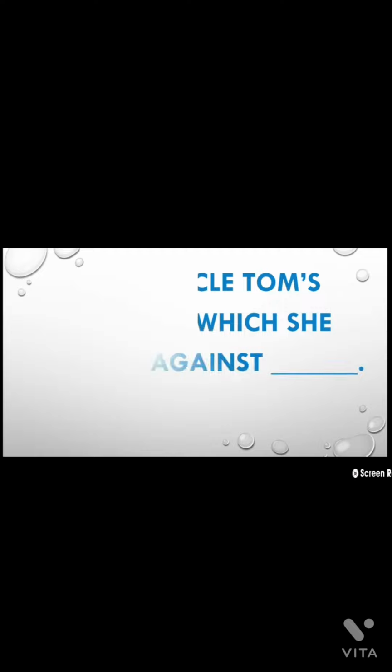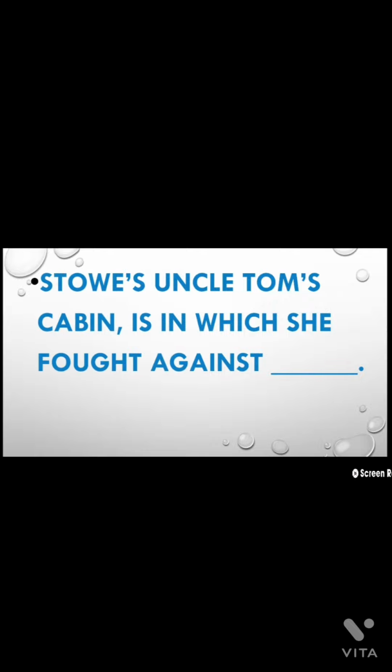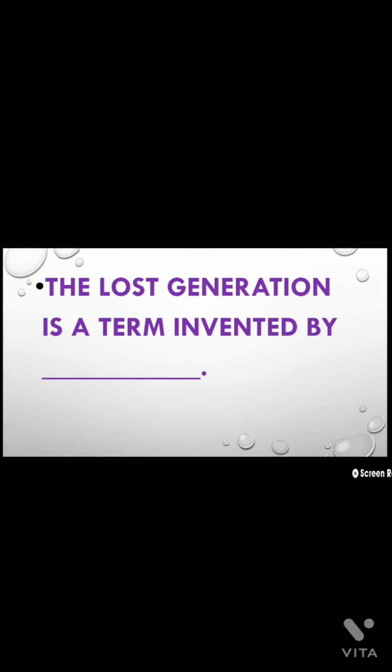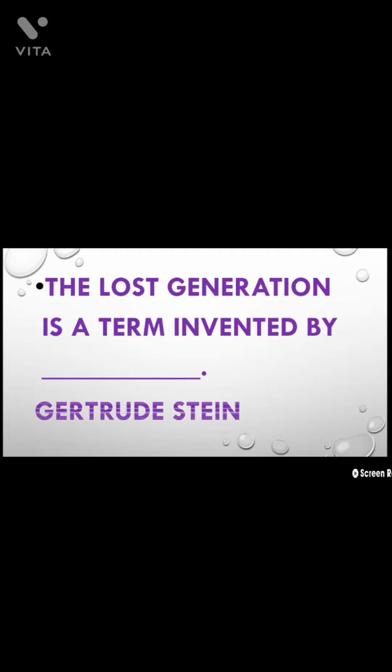Next is Stowe's Uncle Tom's Cabin is in which she fought against. इसमें जो लेडी है वो किससे फाइट करती है? Slavery. The lost generation is a term invented by. अब ये क्वेश्चन मैंने पहले डिस्कस किया हुआ है आपके साथ इसी वीडियो में, तो आपको आंसर पता होना चाहिए. तो ये आपकी एक्टिवनेस के बारे में पता करेगा. तो आंसर इज गर्ट्रूड स्टीन.